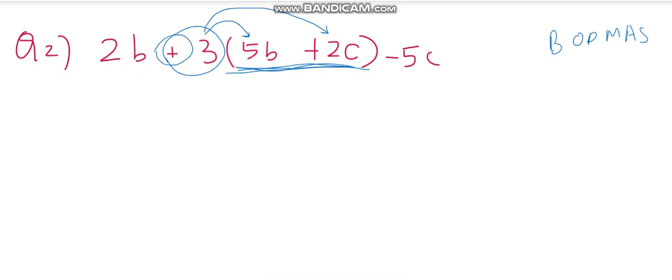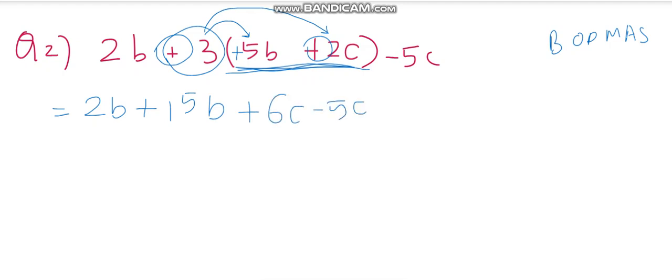And we have to consider the sign of the outer number, which is 3. If the sign is positive, the numbers inside the bracket retain their signs. For example, 2c has a positive sign, and 5b, when there is no sign before it, we assume it's positive. So both of these will also have a positive sign in the next step, which equals 2b will remain the same, plus remains plus, 5 threes are 15, and b will remain the same, plus 3 twos are 6c, minus 5c.